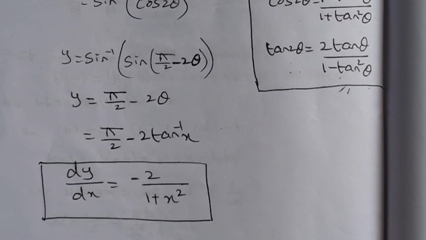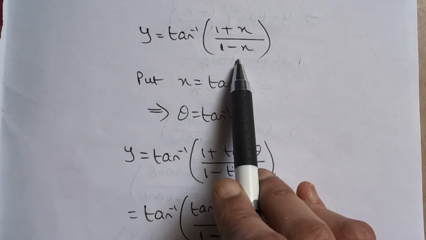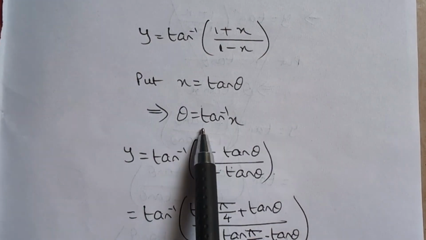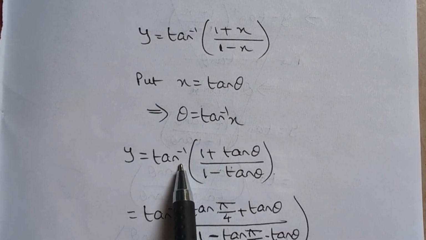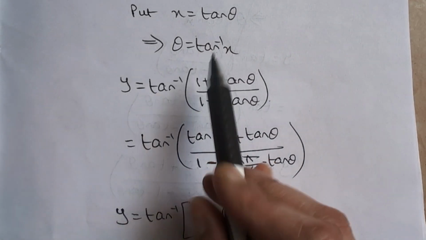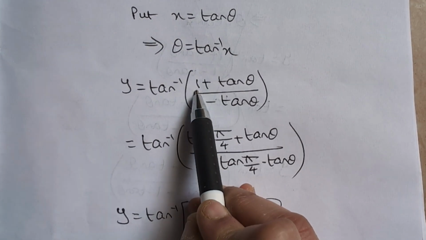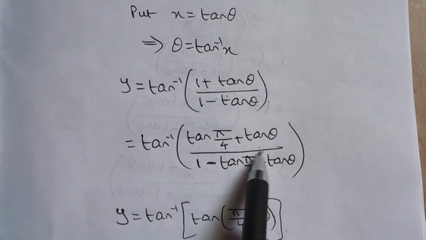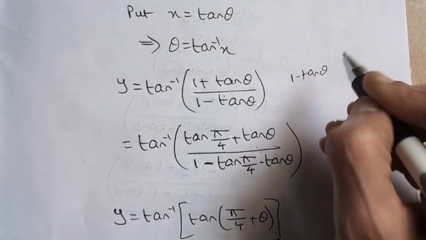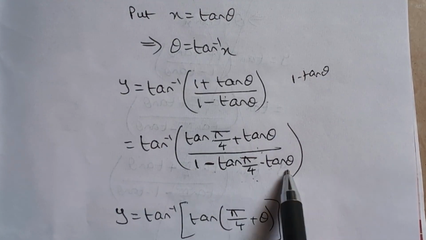Okay? Now here is the next question. Y equal to tan inverse of 1 plus x upon 1 minus x. Now here put x as tan theta, theta will be tan inverse x. So y will be tan inverse of 1 plus tan theta upon 1 minus tan theta. Now we will write 1 as tan pi by 4. So tan inverse of tan pi by 4 plus tan theta upon 1 minus tan theta, where 1 in the denominator is again tan pi by 4, so 1 minus tan theta is written as 1 minus tan pi by 4 tan theta.